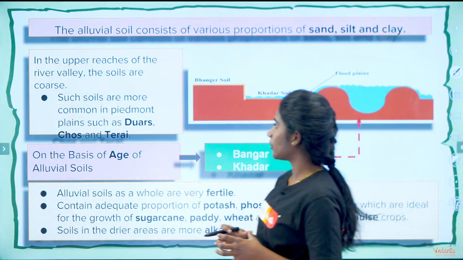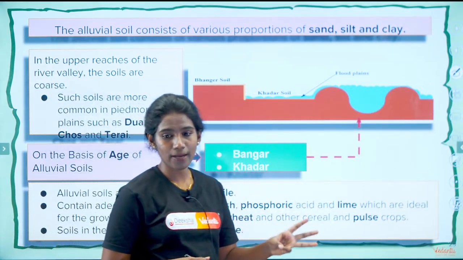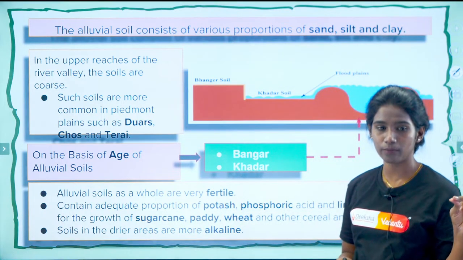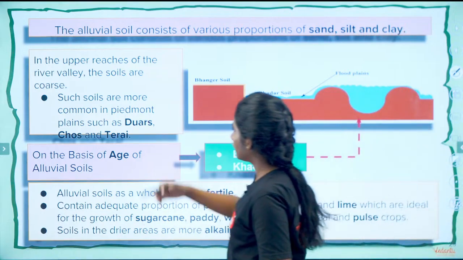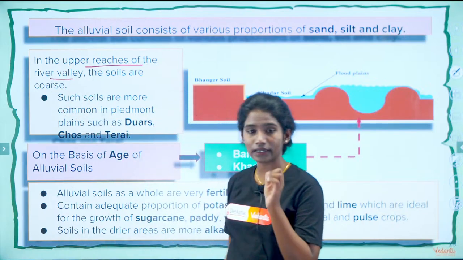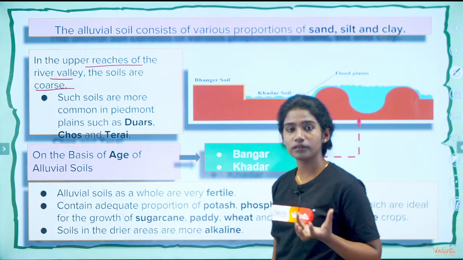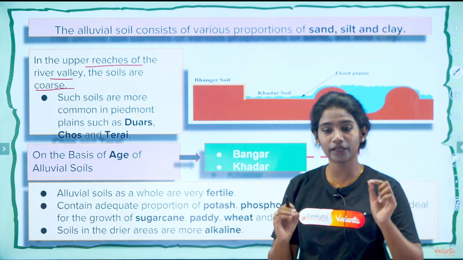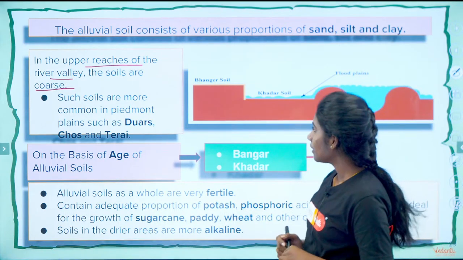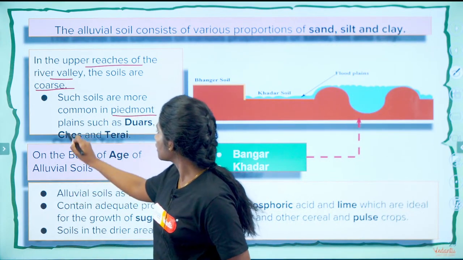So this alluvial soil, I told you, is deposited by three Himalayan rivers. Which ones? Indus, Ganga, and Brahmaputra. Now the soil in the upper reaches of the river valley is a bit granular, with coarser particles, and such soil is more common in the Piedmont plain.